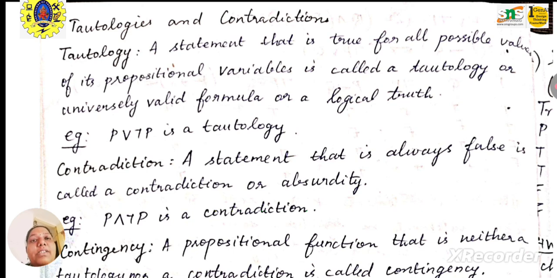So the next one is a contradiction. Tautology means we will have the statement as true, so contradiction means the opposite of tautology. A statement that is always false, a universal false, is called a contradiction, or absurdity. For example, p and negation p is a contradiction.